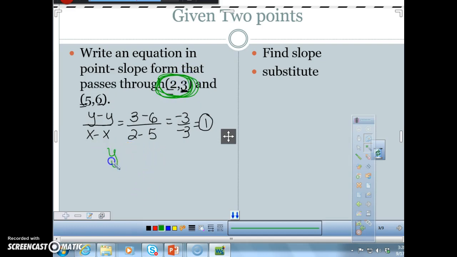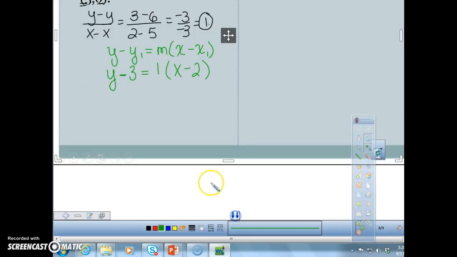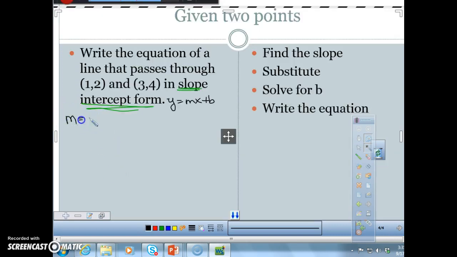Alright? So y minus y1 equals m parentheses x minus x1. And we're going to substitute our values in. So we're going to choose the point that we like. Now our slope is 1. That is our equation in point slope form. The slope is 1. I'm going to go ahead and write it down.